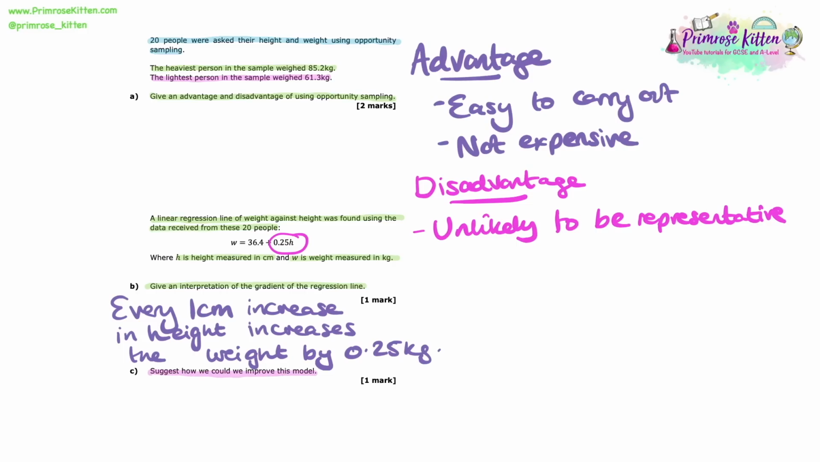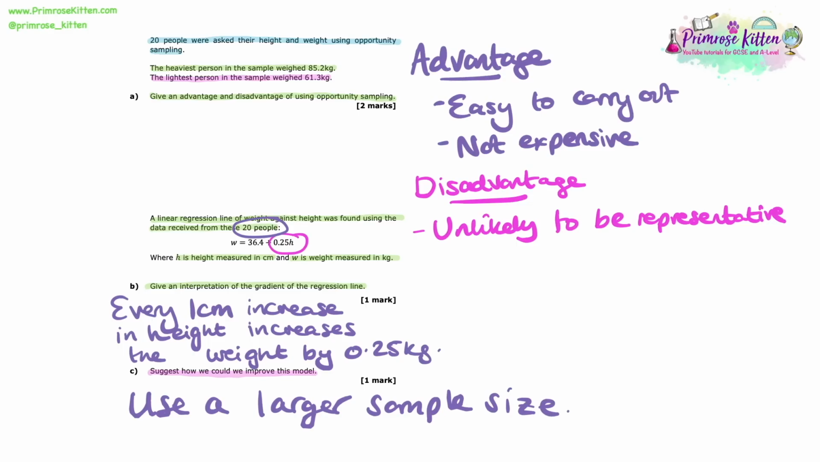Next up, we're asked to suggest how we could improve this model. So at the minute, we know that this only came from 20 people. Now, in sampling and in statistics, that is a very small sample size. So we could improve this model by using a larger sample size. And that's often going to be our answer in statistics as to how we could improve any modelling we've done.